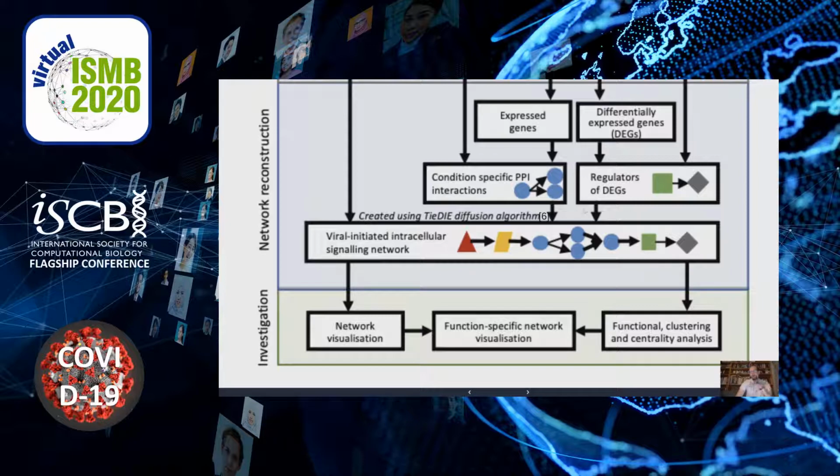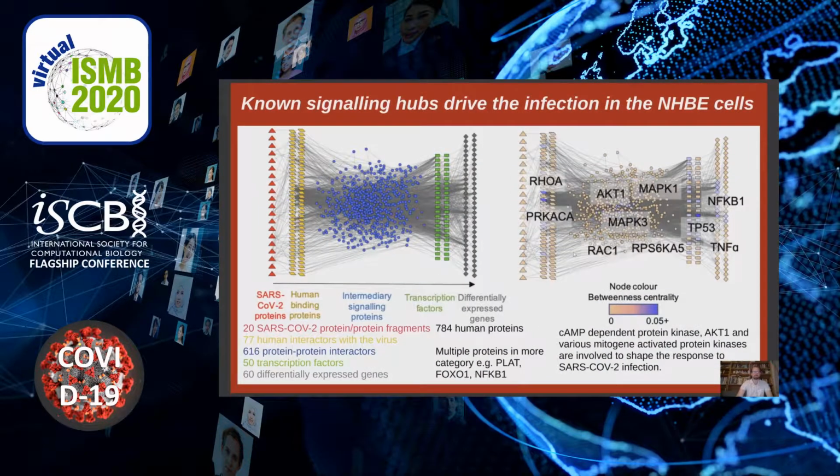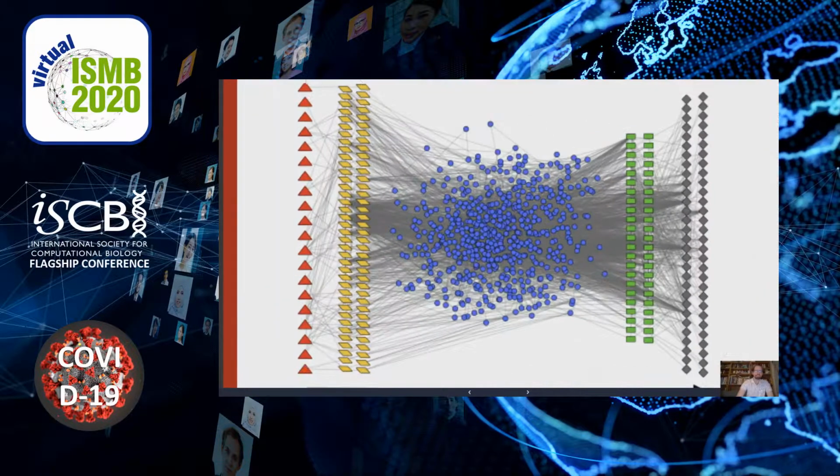After that, we have done a functional clustering and centrality analysis in this network and also visualized it and seen what the pathways in the network are. Let's see how it looks. Here we have the viral proteins, their interactor partners from the Gordon et al., the signaling network and the transcription factors and its target genes. We can see that there are much bigger blue blobs, so more signaling proteins are involved in the network compared to what we have originally. That's what we basically expect.